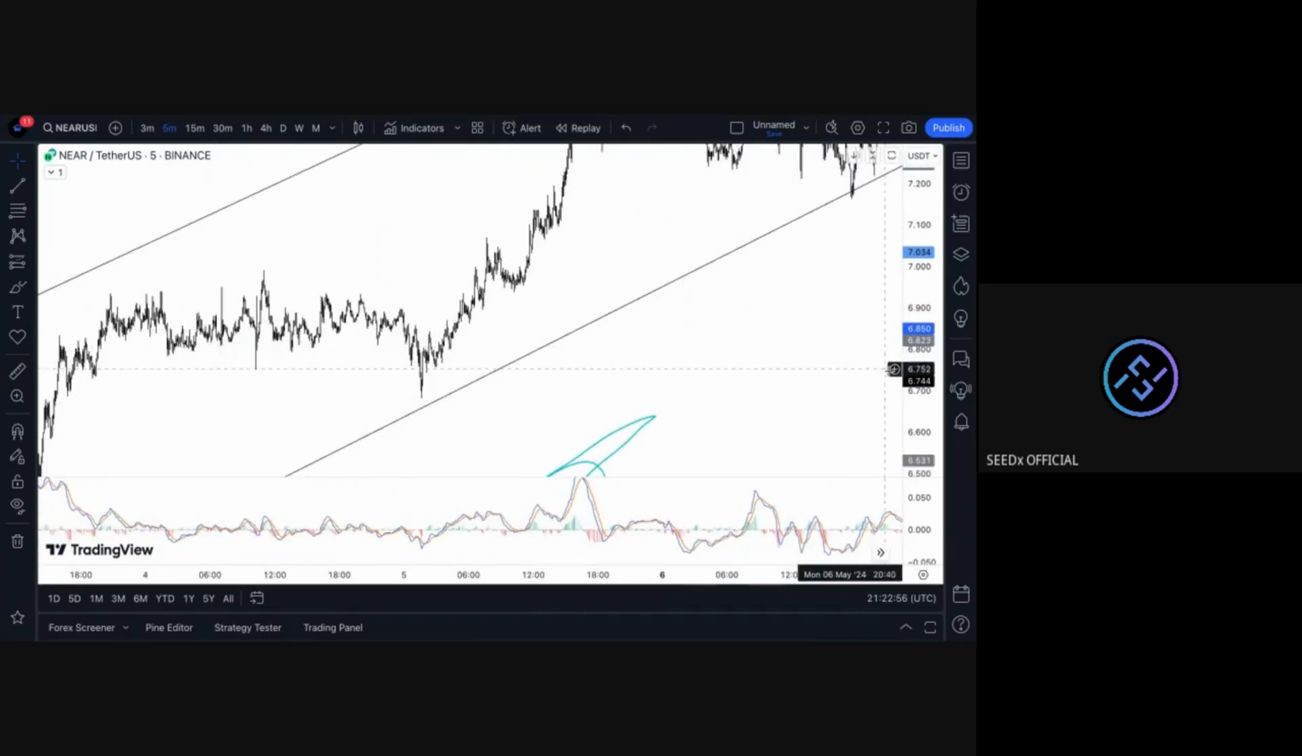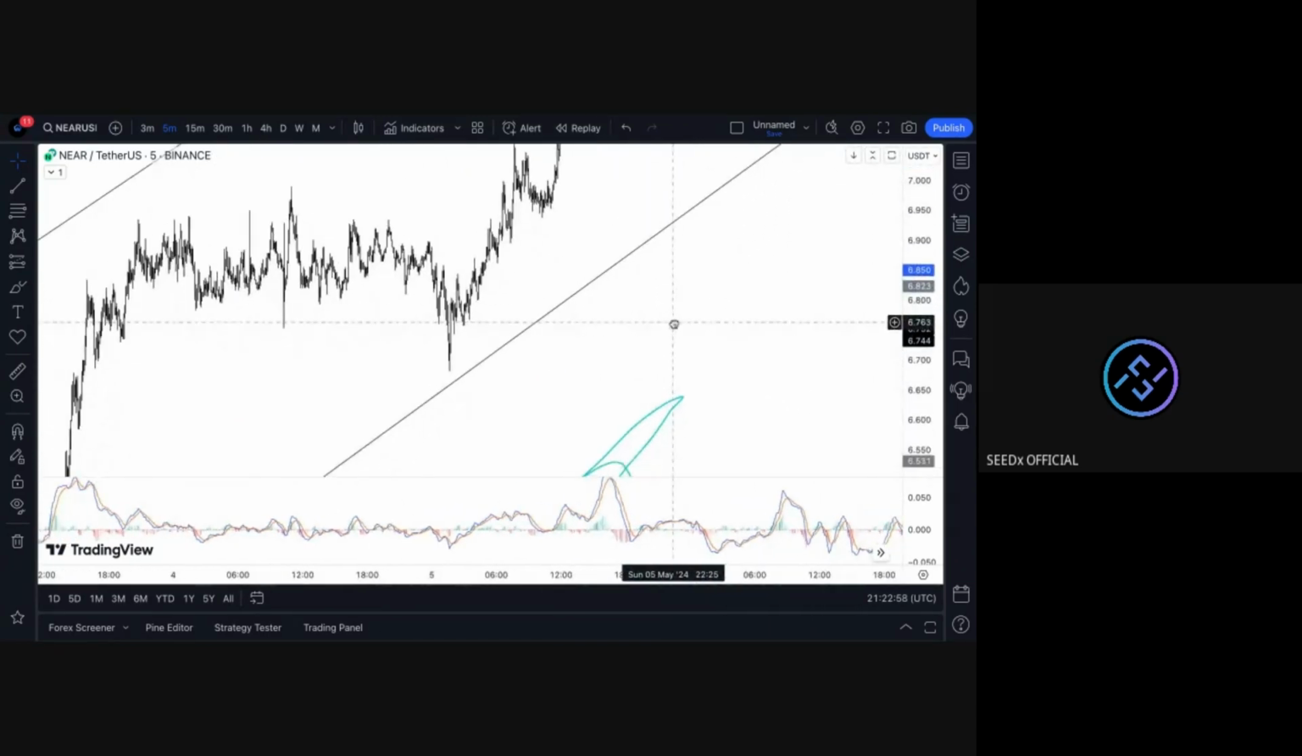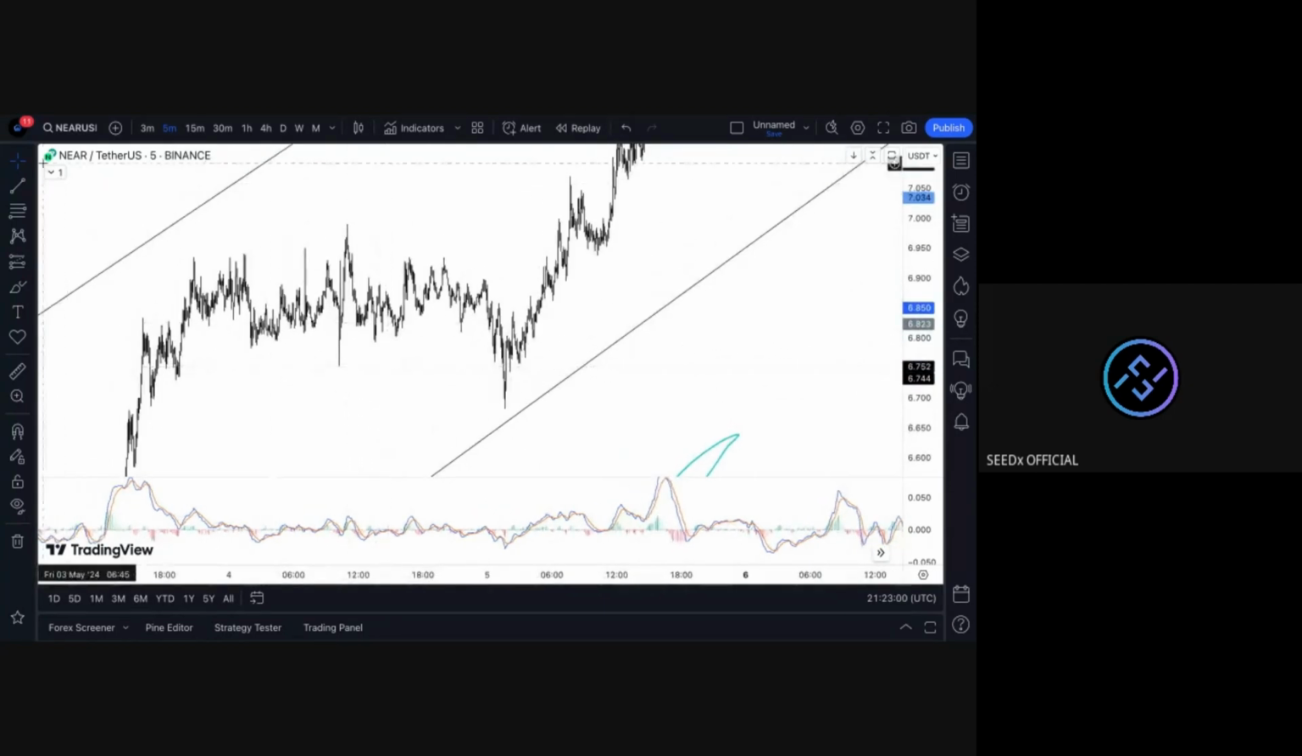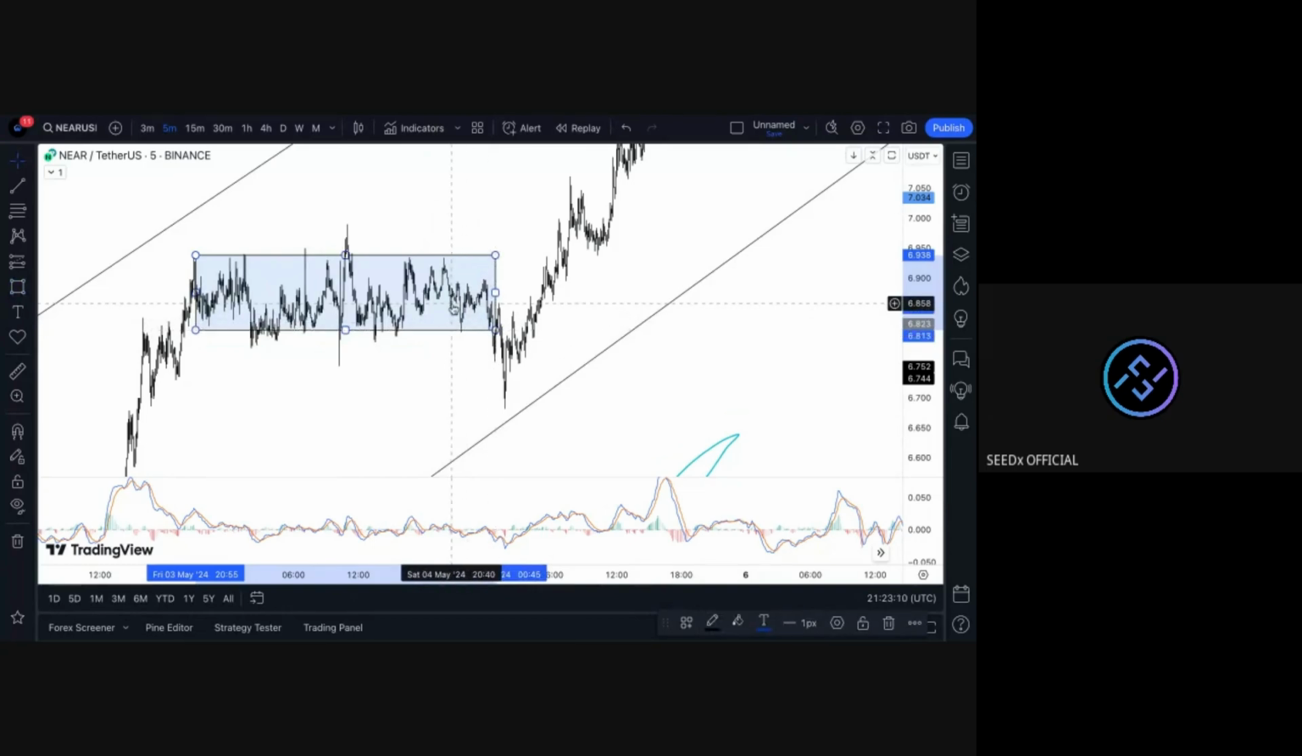Hope this doesn't get too confusing for any of you. Now this was a ranging situation right here. And soon a breakout happened here, and we can find a trend. Do you understand?